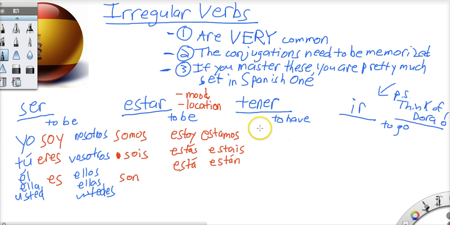Use ser for anything else. Ser is used mainly for descriptions and such. Estar used for mood and location. Okay, let's look at the third verb, tener. So the conjugations of tener.